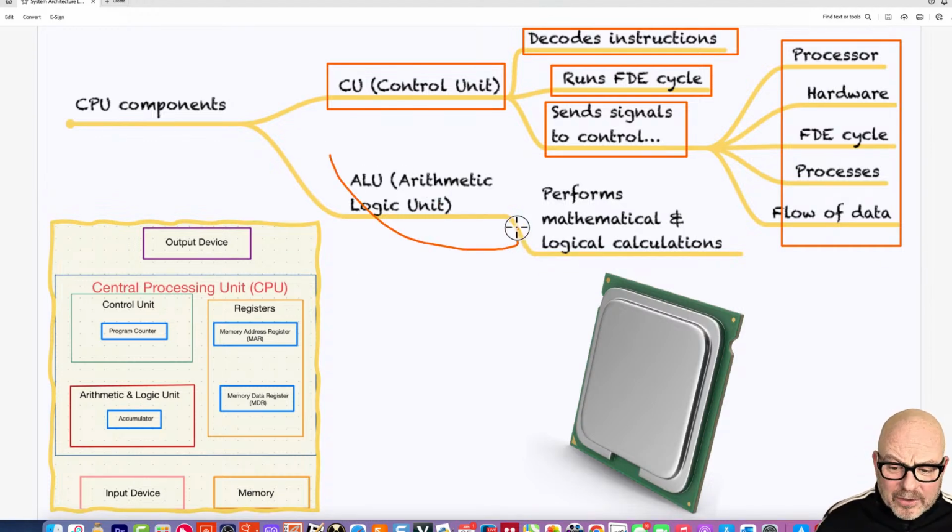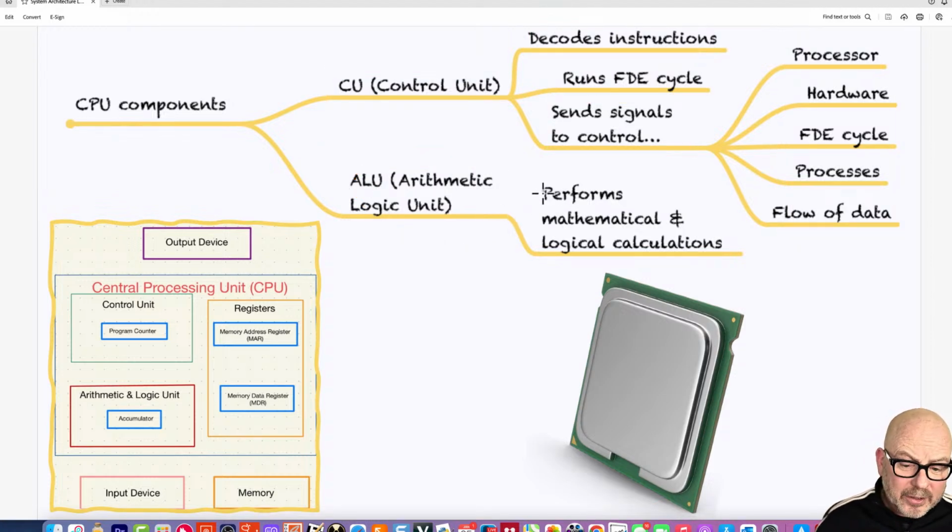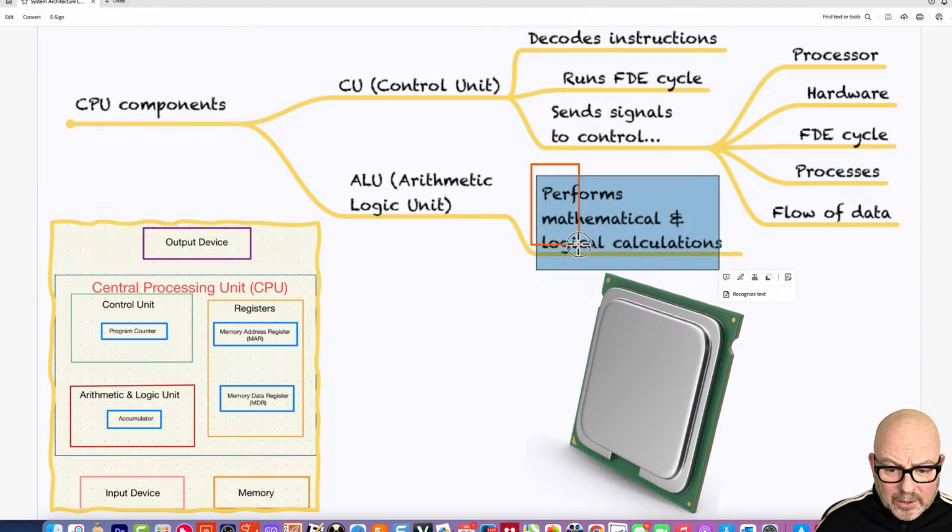All right, the second thing, if you remember here, was the ALU, and that is the calculator. What does it do? It performs mathematical and logical calculations. And that's it. It's just a super-powered calculator.